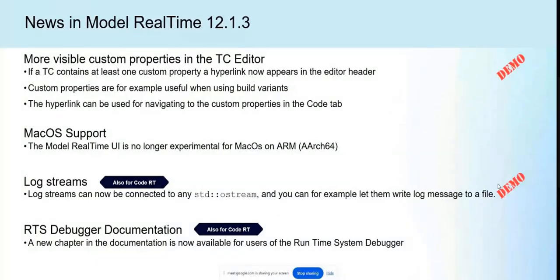Then we have documented something that has been forever in the product called the RTS debugger. That is the debugger that appears when you start a generated executable without any arguments. For some reason that was neglected in the documentation for a long time, but now we have written documentation, and that applies of course also to Code RealTime.